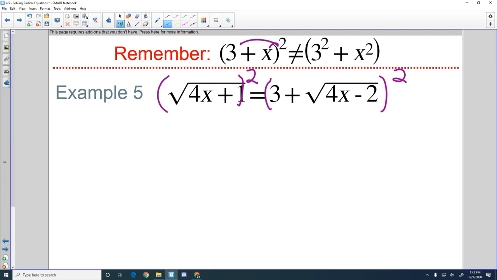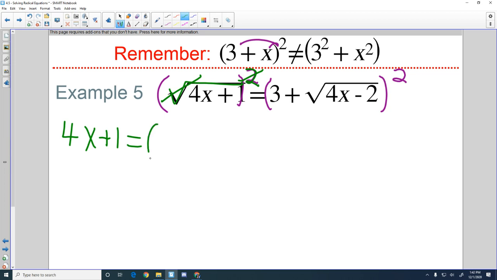Now on the left side, that's nice and easy. What happens here with the square root and the squaring? What's going to happen with those two things? Those are great. Radical, square, gone. And the left side is definitely just a 4x plus 1. That's great. But the right side, we cannot just write 3 squared plus 4x minus 2.